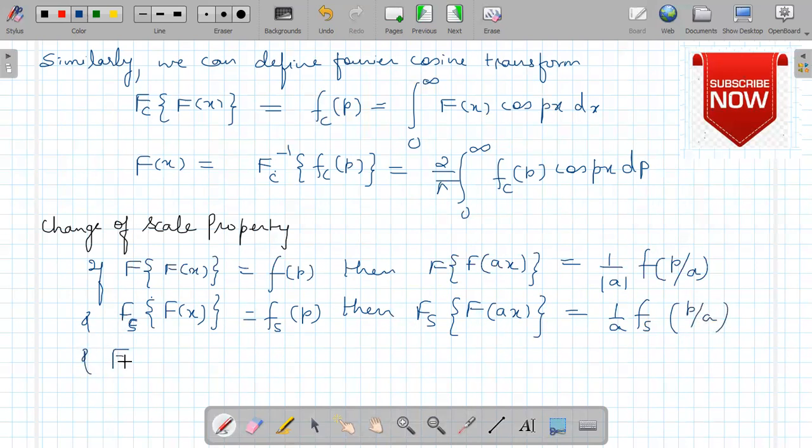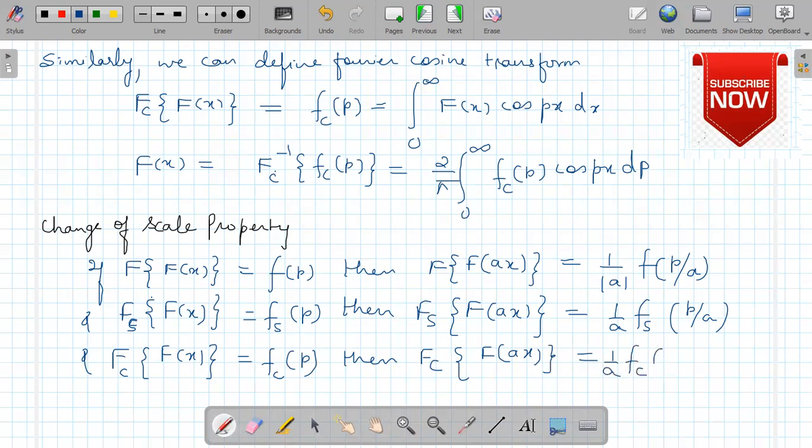Similarly, the change of scale property also holds for the Fourier cosine transform. If we have the Fourier cosine transform of any function f(x) as Fc(p), then the Fourier cosine transform of f(ax) would be 1 upon a Fc(p upon a).